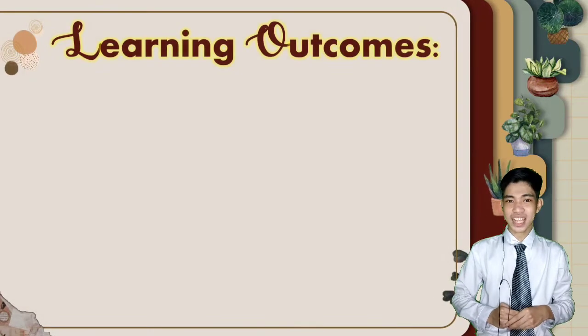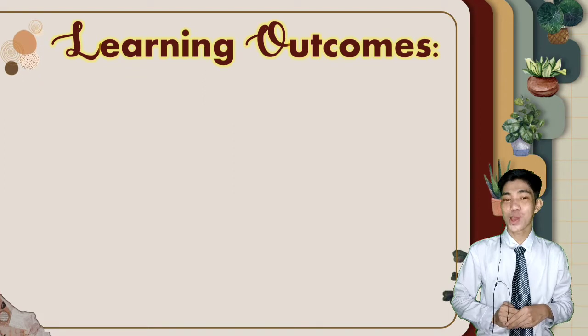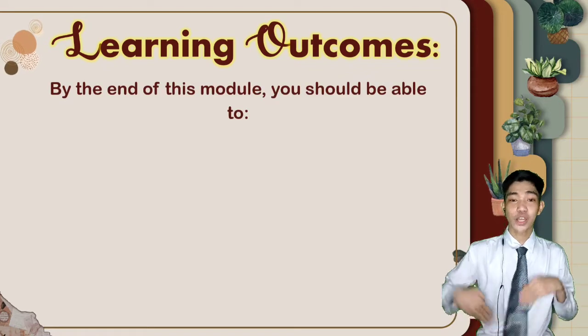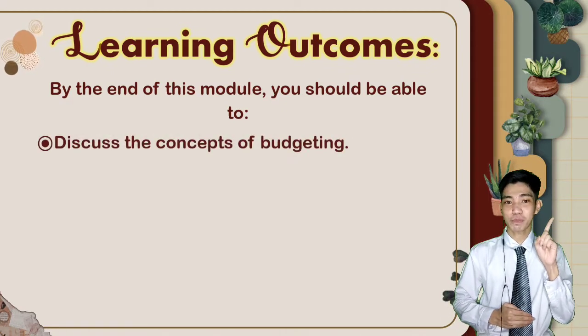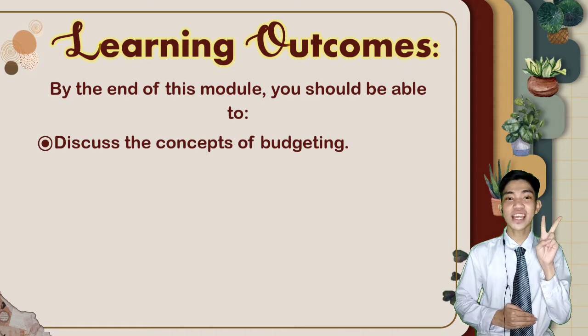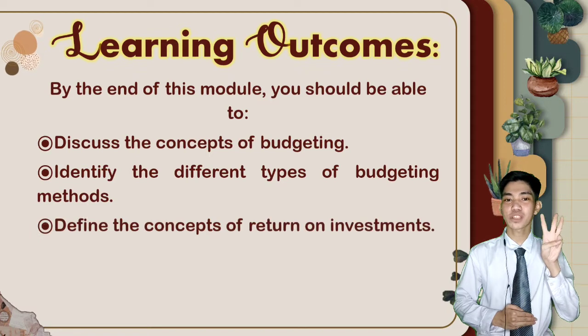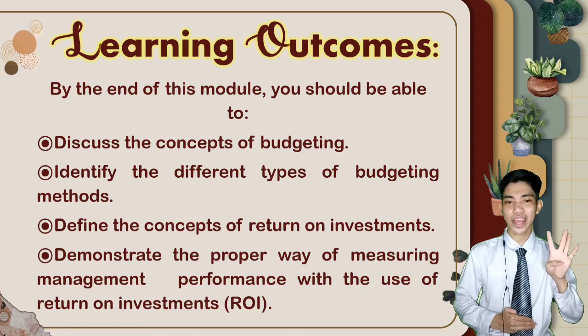Pero bago tayo magpatuloy sa ating discussion, nais ko lamang ipaalam sa inyong lahat ang ating learning outcomes, which is essential para malaman natin kung ano nga ba ang mga dapat nating matutunan para sa ating discussion sa araw na ito. So by the end of this module, you as a student should be able to: first, discuss the concept of budgeting. Second is to identify the different types of budgeting methods. Third is to define the concept of return on investment. And last is to demonstrate the proper way of measuring management performance review using ROI.